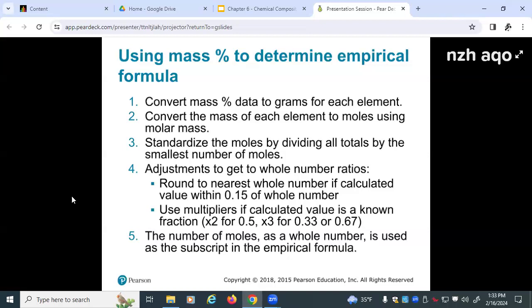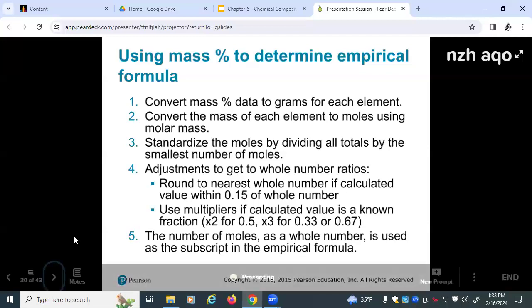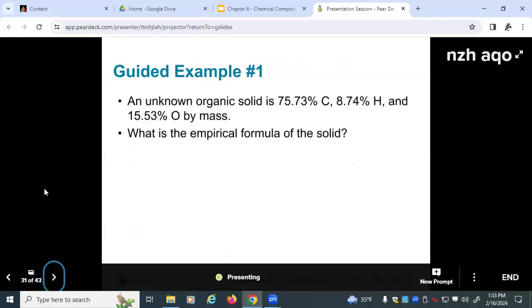So there are a couple of steps that we can take to account for those adjustments, where we either simply round up or round down if we're close enough to the whole number but not actually there. Or if we note that there's a fraction present, we can multiply everything by the denominator of that fraction to get everything into whole number terms. But like I said, this part can be kind of sketchy looking without examples. So let's do some examples.